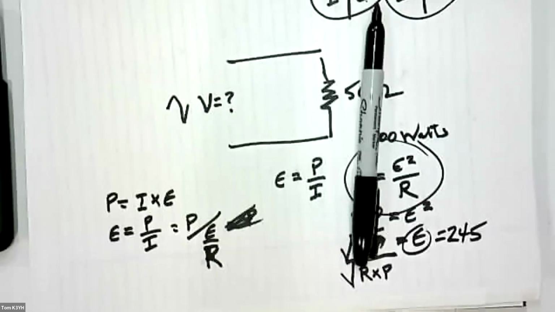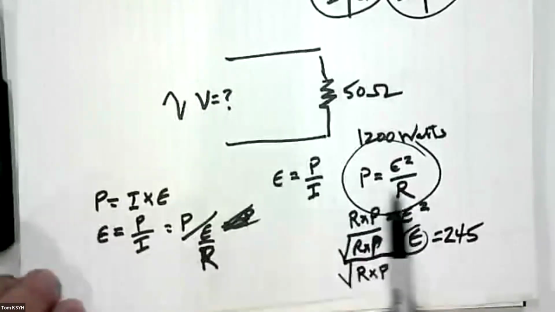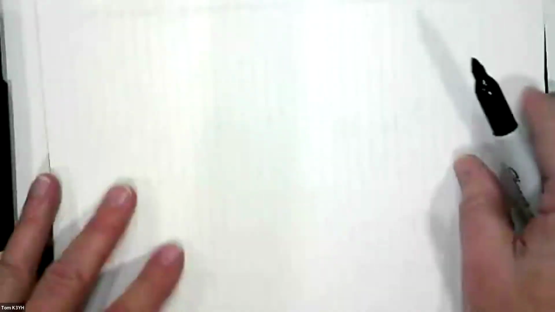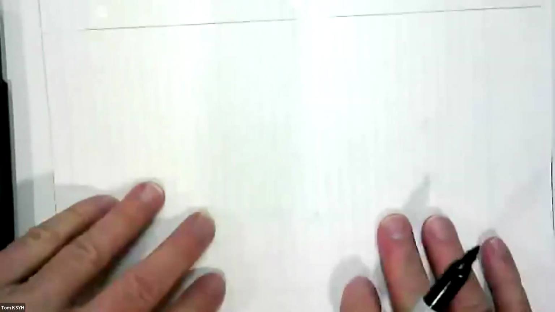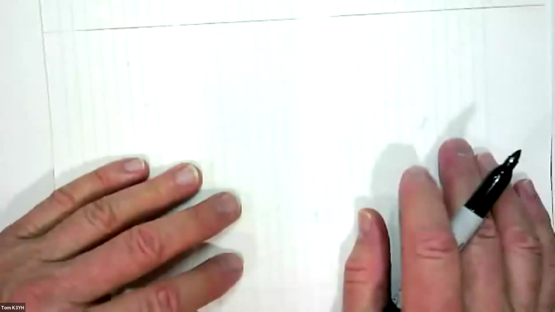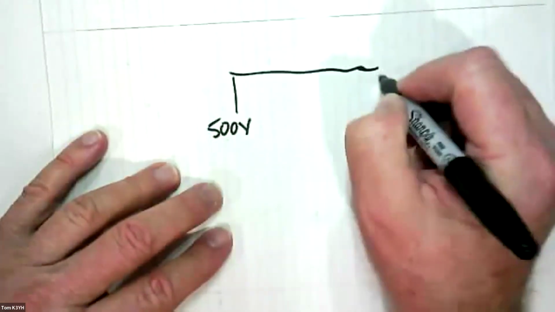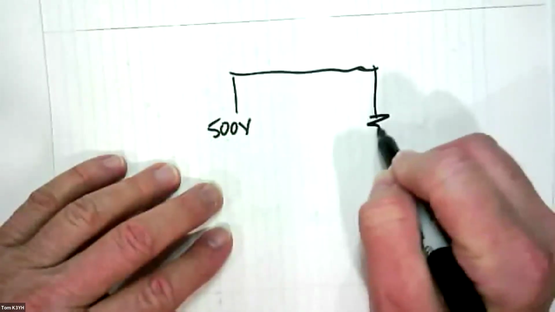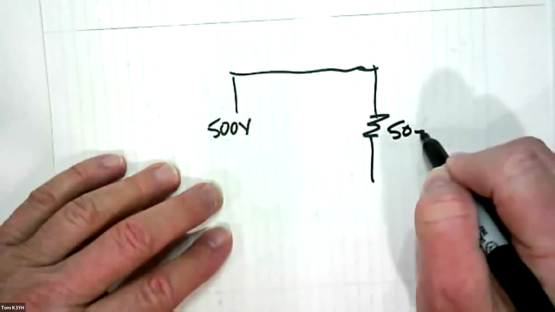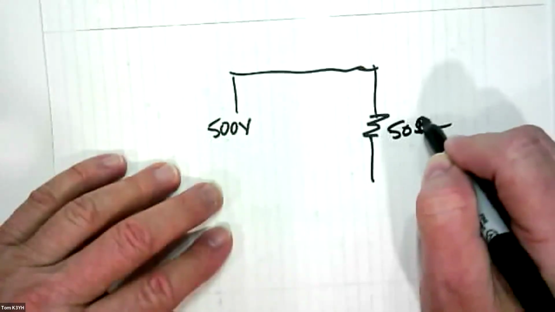Okay, so let's go back and remember this equation. Power equals E squared over R. It's probably worth talking about peak envelope power there. It's just confusing. For this problem, you can ignore PEP. Okay, so I have 500 volts and I have a 50 ohm load. That's supposed to be ohms.